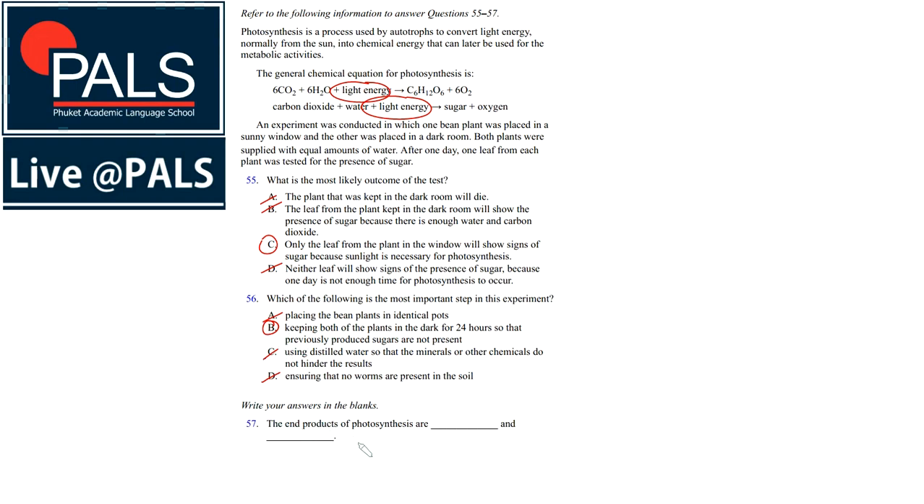The end products of photosynthesis, not products of a reaction, pretty straightforward. Sugar and oxygen.